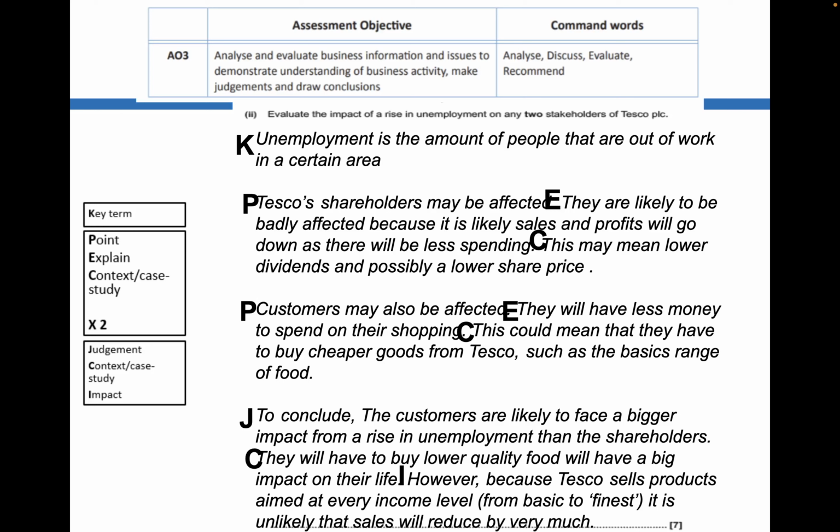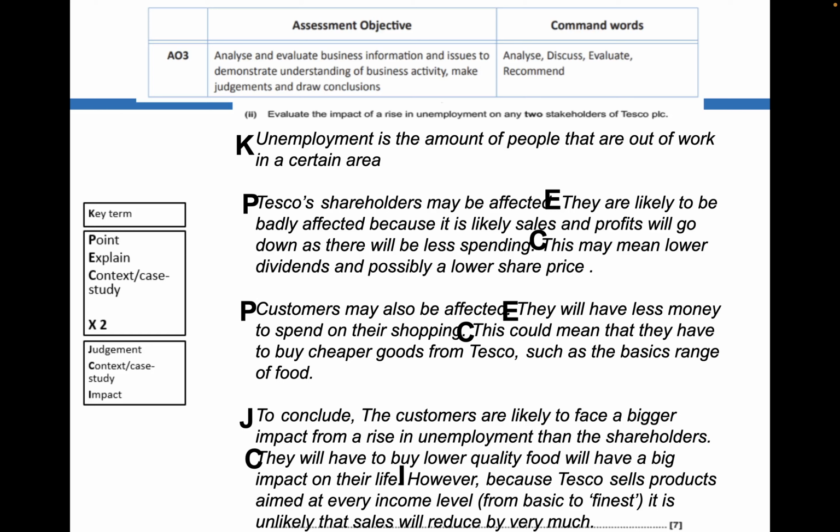for your evaluation. So start off with your key term, pick the key term from the question. If there's not a clear key term from the question, then just don't do one, but there usually is. For example, here you could have defined unemployment, you could have defined stakeholders, either of them would have been absolutely fine. So start off with your definition. Then you're to do 2 PECs.